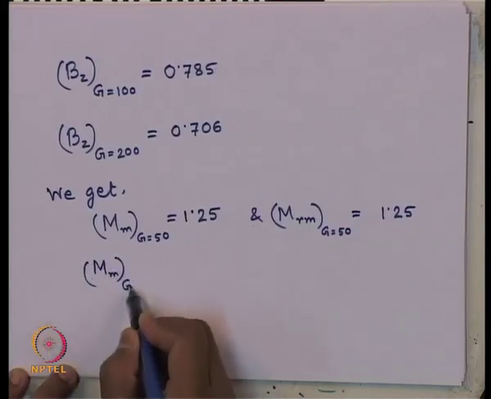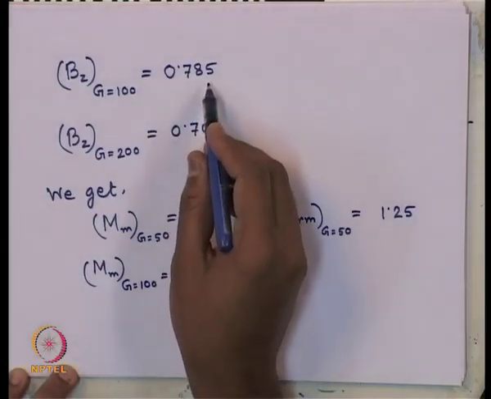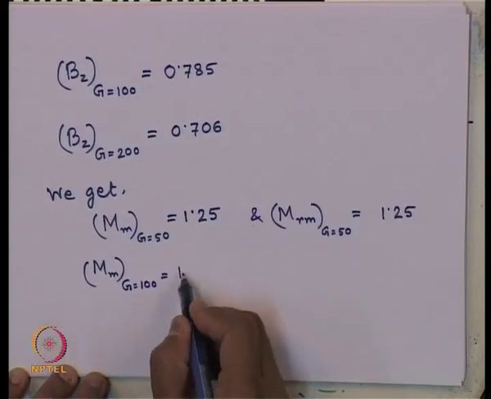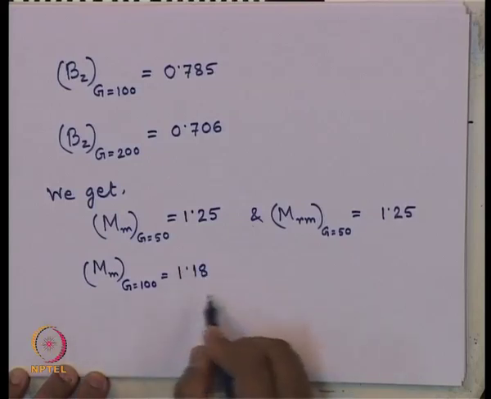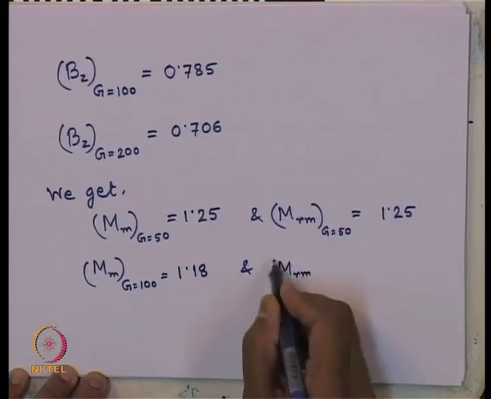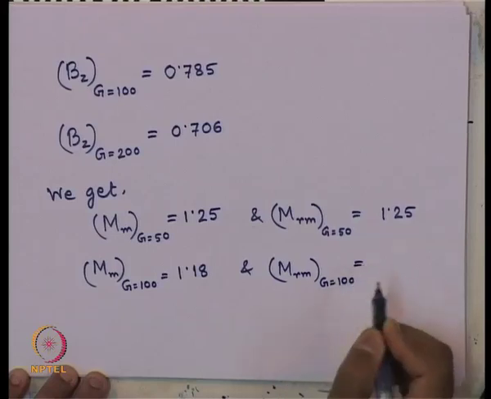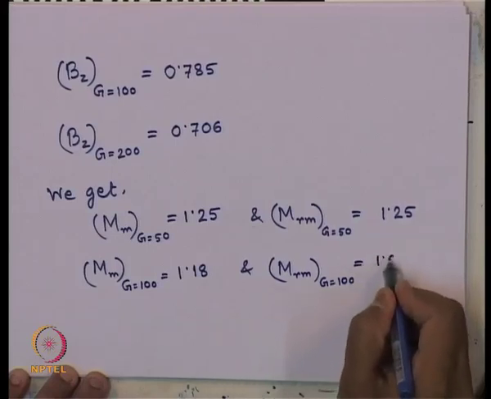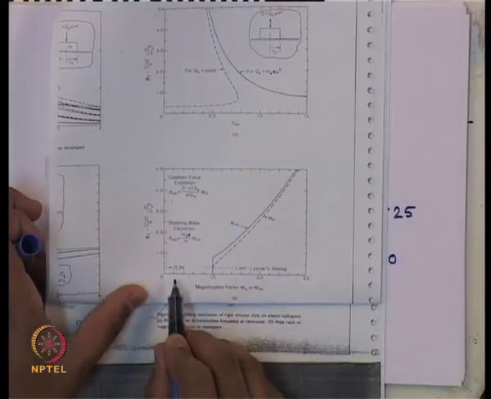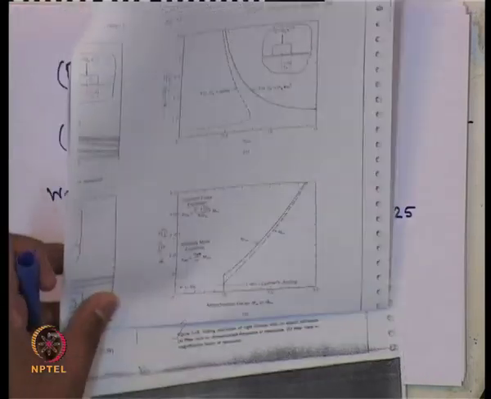For G equals to 100 it is 0.785. So, by using the design chart I am able to read it as 1.18, whereas for MRM at G equals to 100 I am reading the value as 1 itself, because you can see it is about 1 MRM for this value.